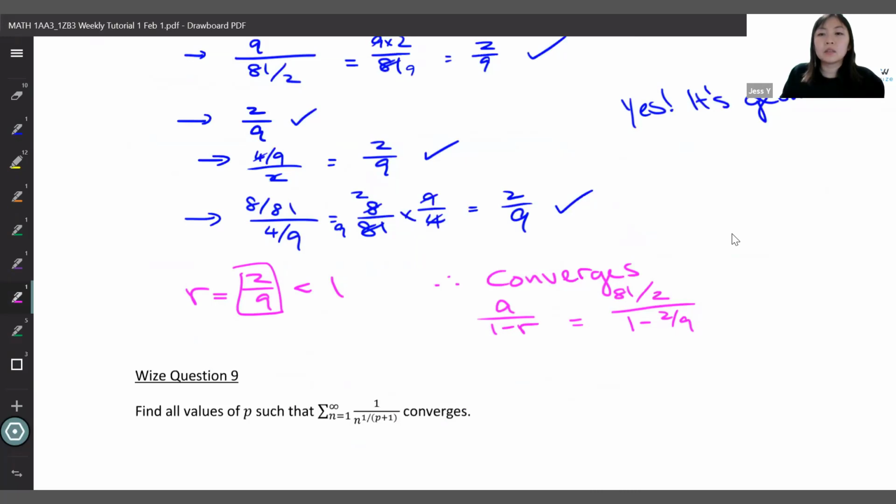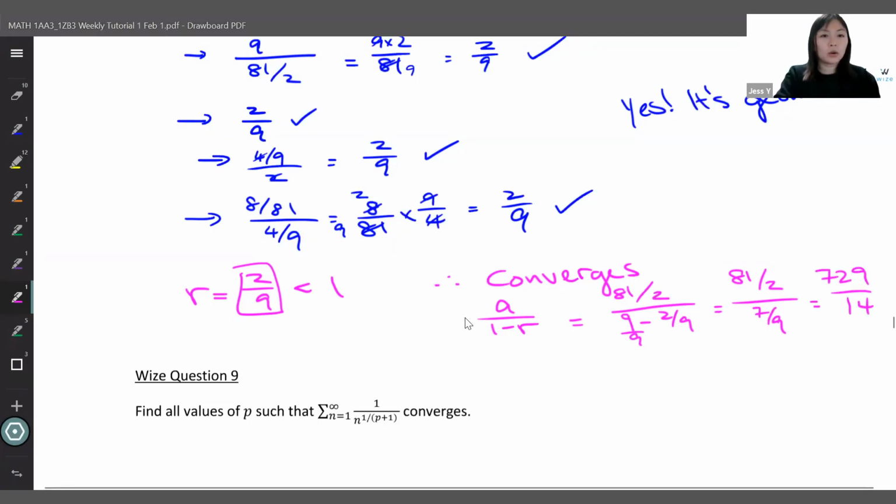Now, I saw some people select the negative answer as well. Be very careful with your algebra. This is 81 over 2 divided by 1 minus 2 over 9, which is 9 over 9 minus 2 over 9. So divided by 7 over 9, it's a positive number, okay? So you get 729 over 14, all right?